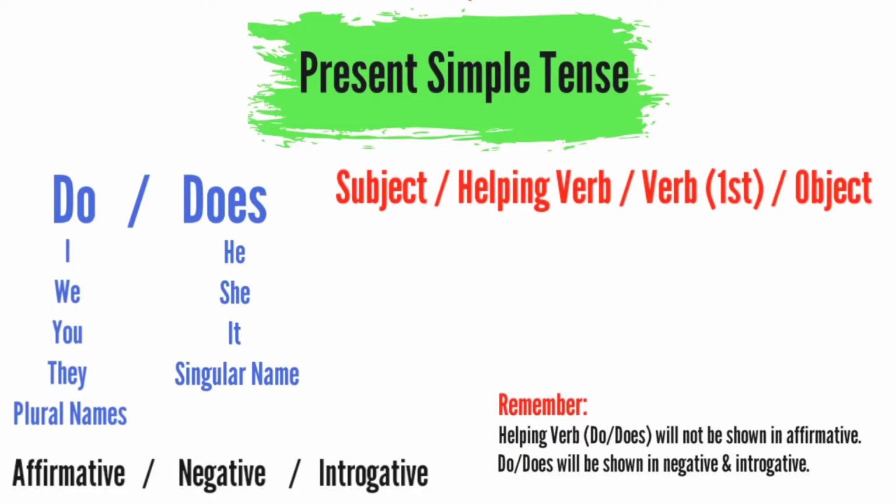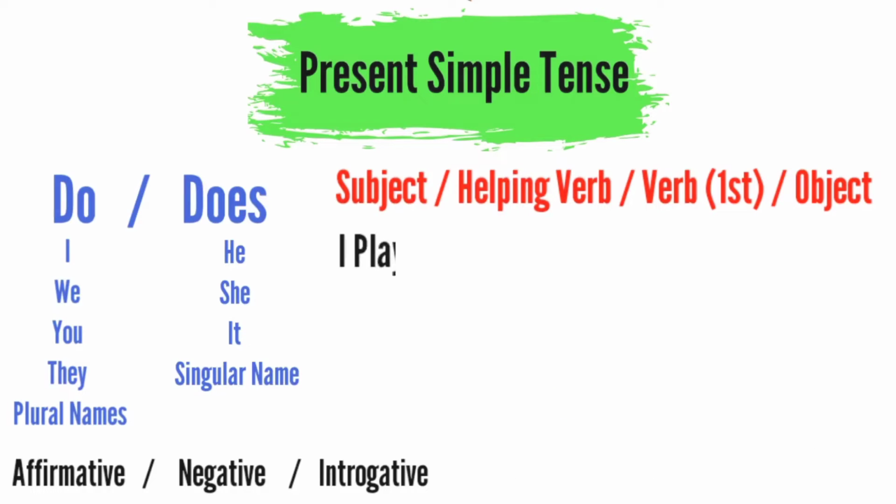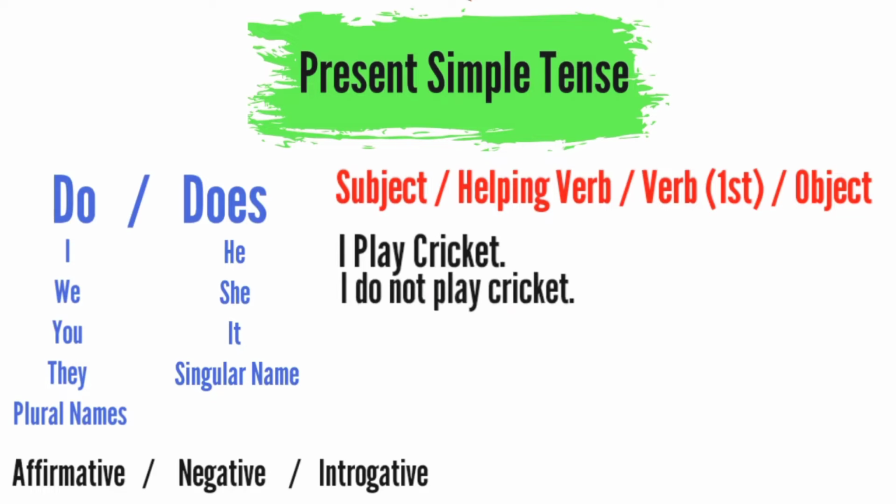So now I am making one sentence. I play cricket. So this is known as present simple tense. We have not put helping verb here because according to rule, helping verb will not be shown in simple sentence, rather will be shown in negative and interrogative. So let's make negative and interrogative of this simple tense. I play cricket. The negative will be I do not play cricket. And the interrogative will be do I play cricket? Clear? So this is how we make present simple tense.